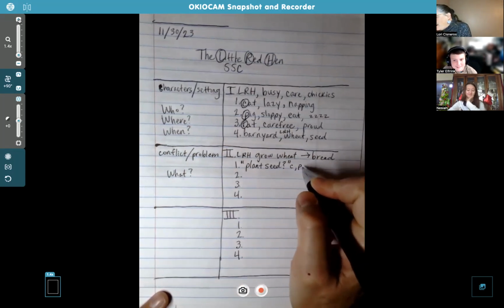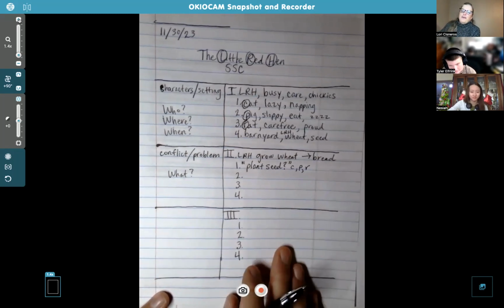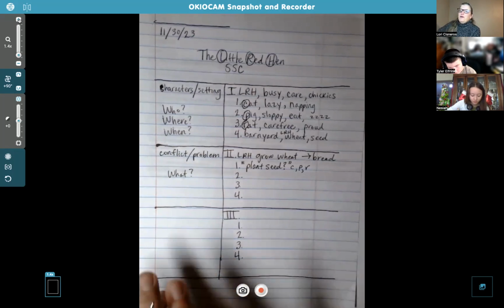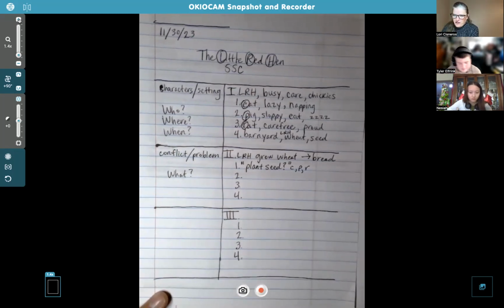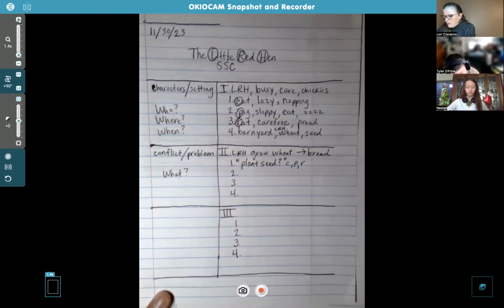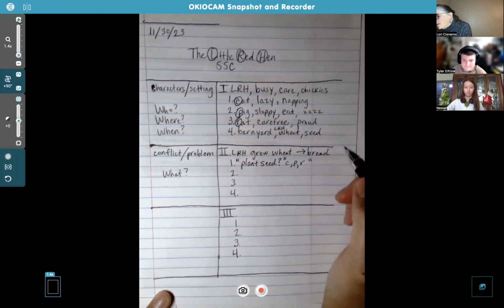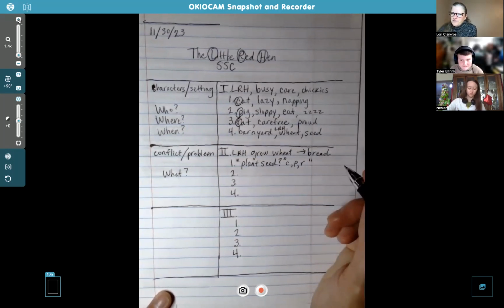C, comma, P, comma, R: the cat, the pig, and the rat. That way we don't have to burn up our words just on telling who's doing what here. But how do they all respond to her when she's asking for help planting a seed? What do they say?